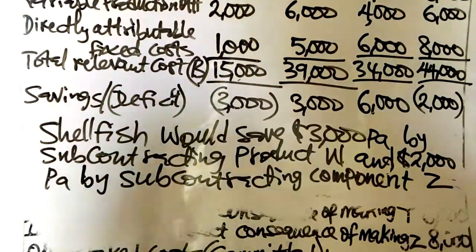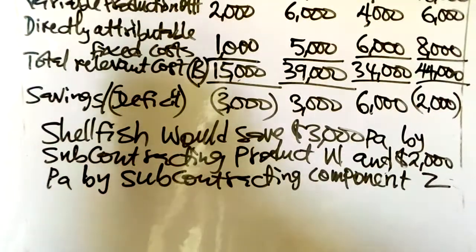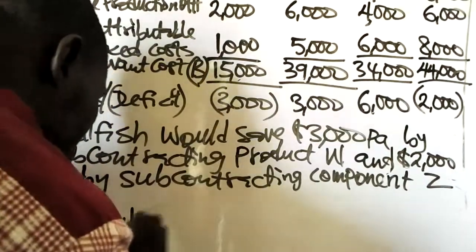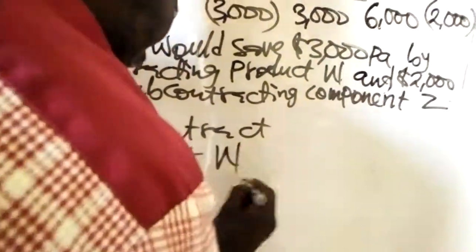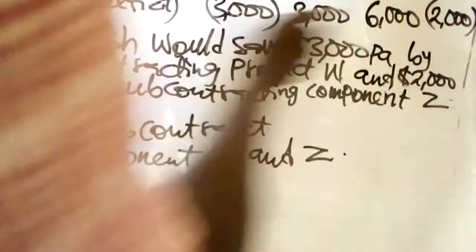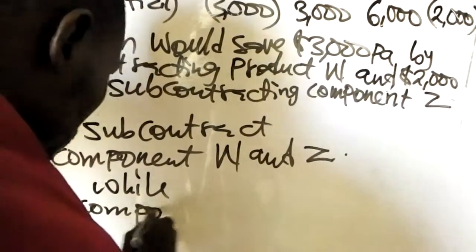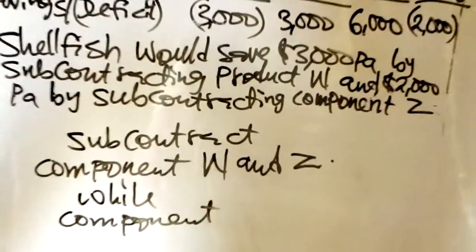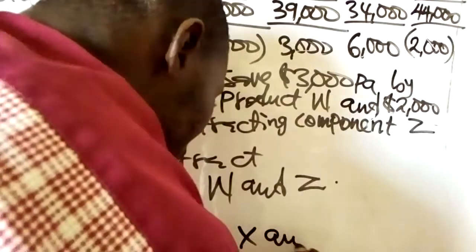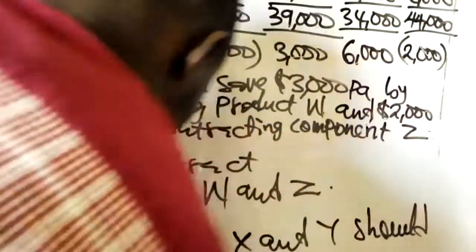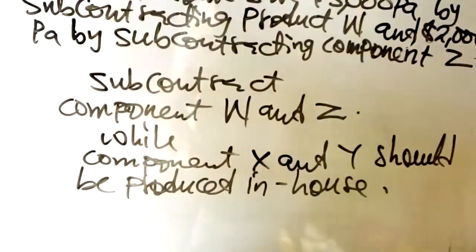Therefore, your conclusion now will be that they should subcontract component W and component Z. These two should be subcontracted, while component X and Y should be produced in-house. They should produce component X and Y in-house.